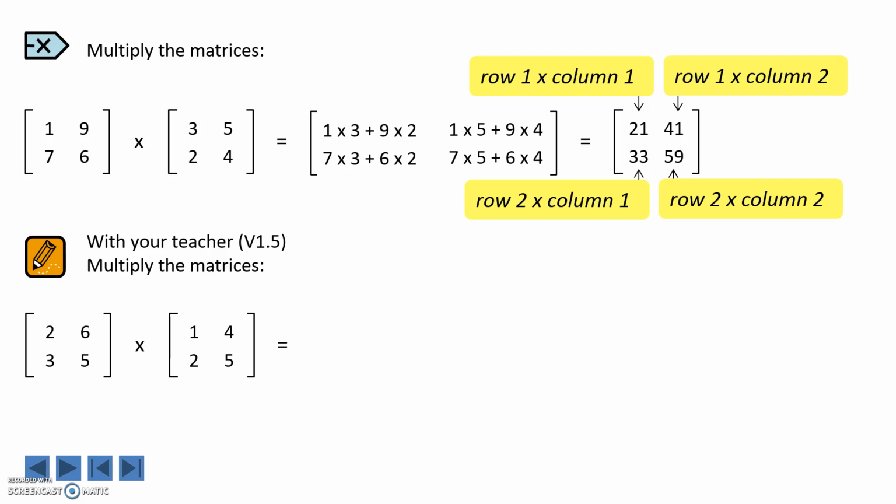Let's have a look at an example where instead of just 1 column, we've now got 2 columns that we must multiply. We'll go through these steps again quite slowly. It's going to be the first row, 1 times 3, plus, we move along our row and go down the column that we're doing, 9 times 2, and we add them together.